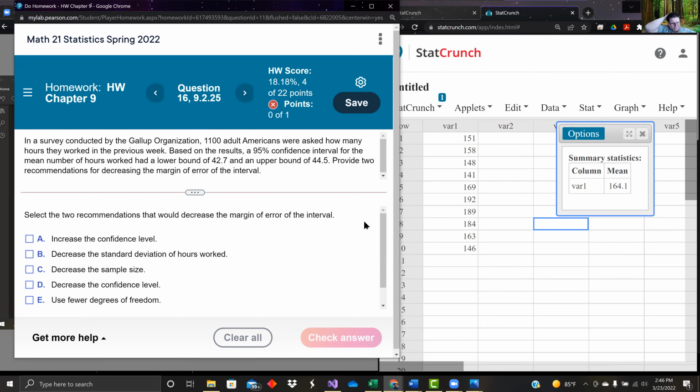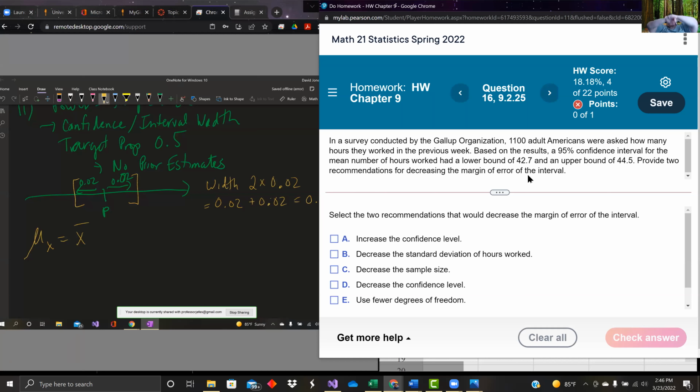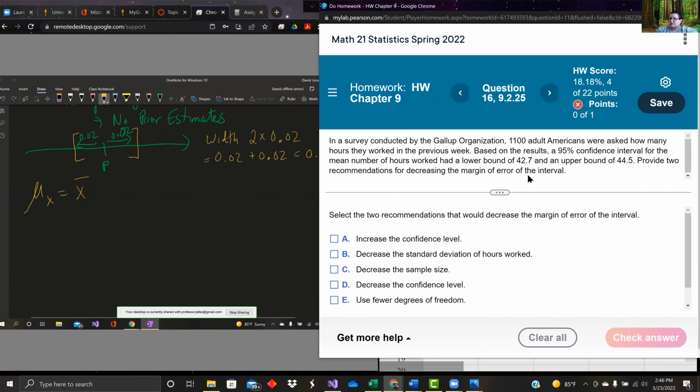All right, in a survey conducted by the Gallup organization, 1,100 adult Americans were asked. I'm going to move this over to the right since it's just text. 1,100 adult Americans were asked how many hours they worked in the previous week. Based on the results, a 95% confidence interval for the mean number of hours worked had a lower bound of 42.7 and an upper bound of 44.5. Provide 2 recommendations for decreasing the margin of error of the interval.